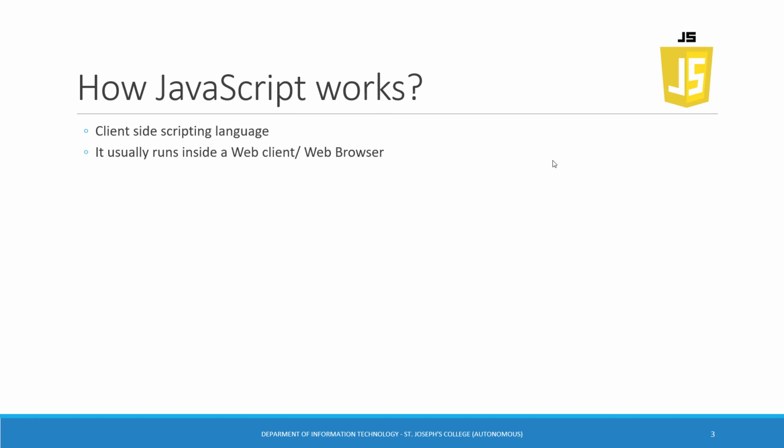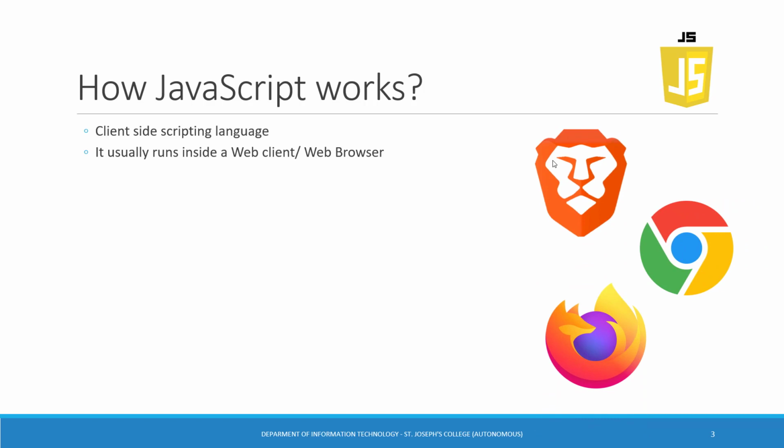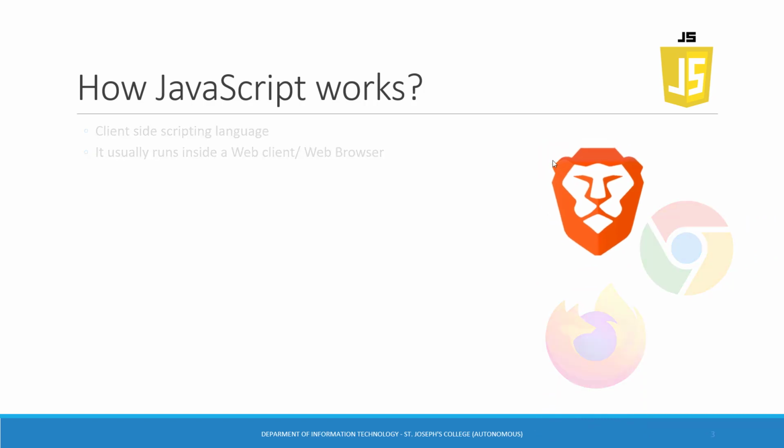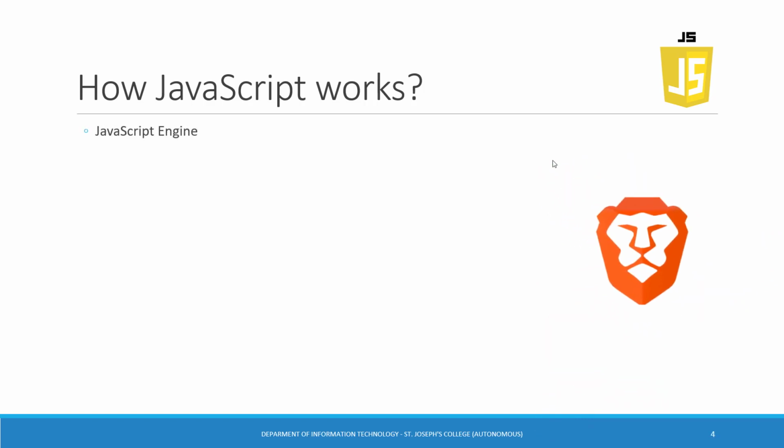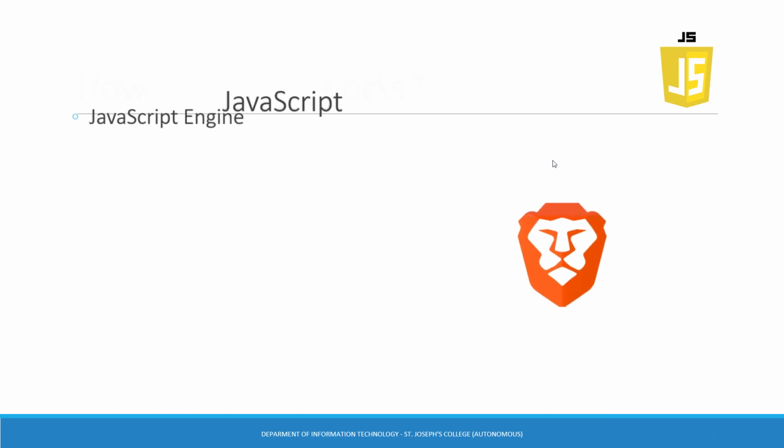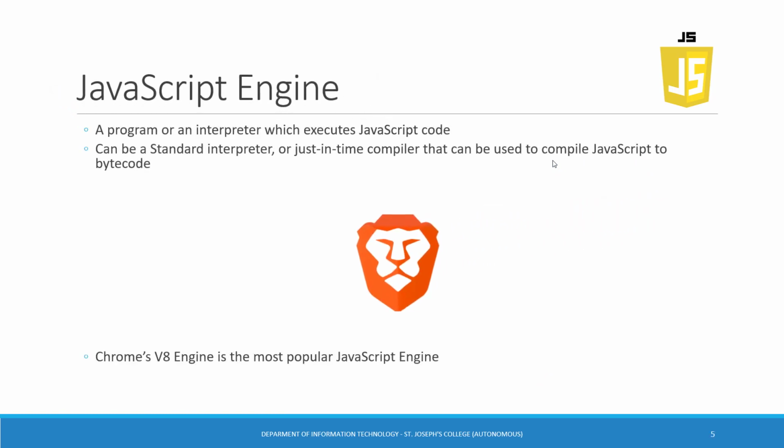JavaScript is mostly used in web pages. So let's take that as an example. JavaScript needs a browser to execute its code, like Brave, Chrome, Firefox, etc. Each browser has an internal JavaScript engine. So what is the purpose of a JavaScript engine? In simple terms, a JavaScript engine is a program or an interpreter which executes JavaScript code.